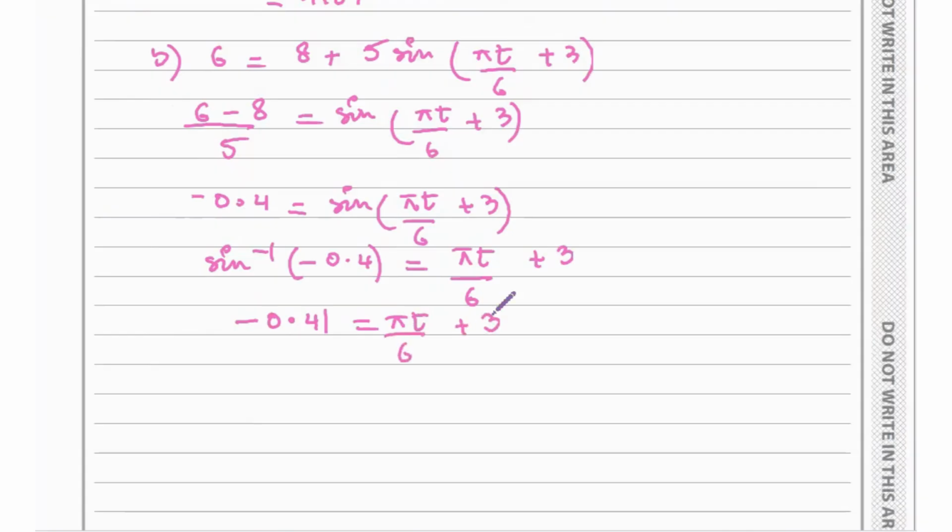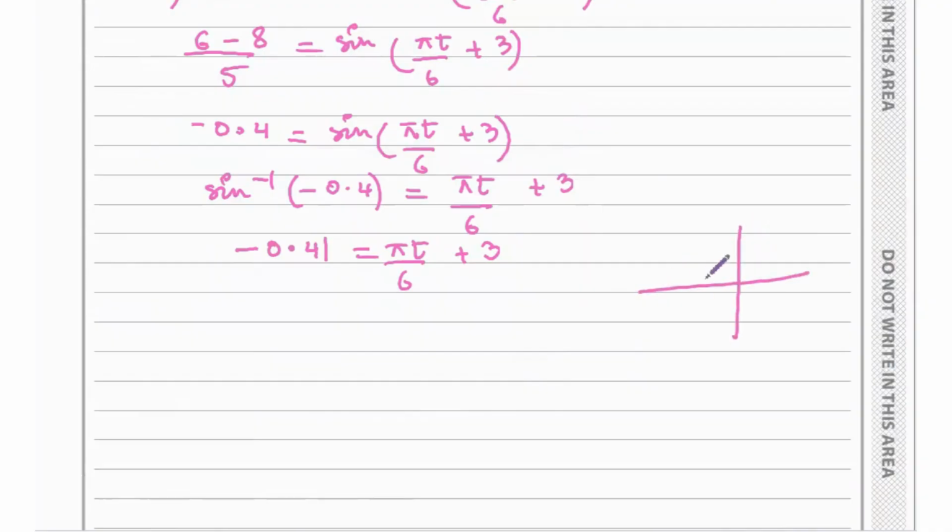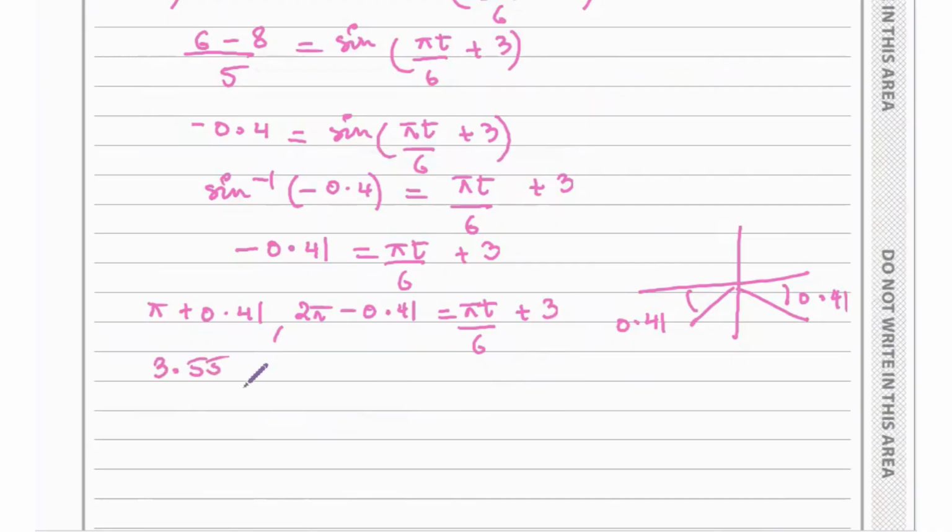Now you find the value of t. The sine is negative in the third quadrant and the fourth quadrant. So that's going to be 0.41 over here and 0.41 over here. So it's going to be π + 0.41 and 2π − 0.41. That equals πt/6 + 3. That's 3.55. And the other one is going to be 5.87.